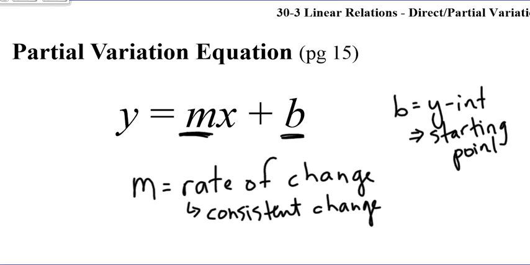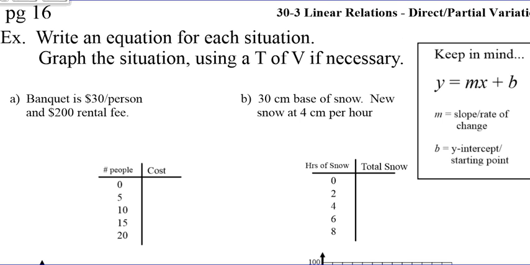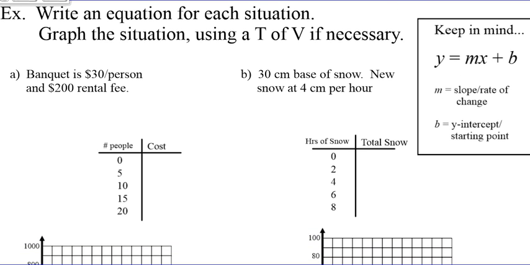Because we don't start at 0. We started at $50 just to show up for the repairman. That was our b value. The other one, we started at $15 to rent the lane before we even played. That was our b value. All of this information ties together. So I want to write an equation for each situation. So let's take a look.